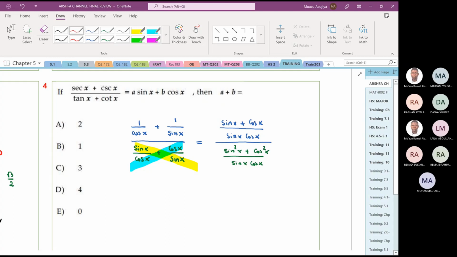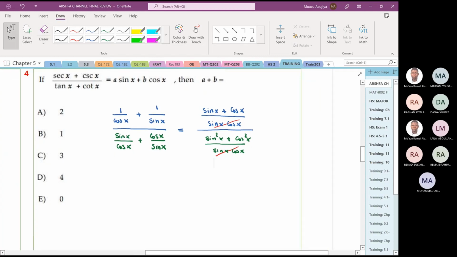Now we have good news. The denominator of the numerator cancels the denominator of the denominator. So now also we have good news here. We know that sine squared plus cosine squared is going to be equal to 1. So this is going to be equal to 1. That means we are going to get the result to be equal to sine of x plus cosine of x divided by 1. Of course, it's not going to change anything.